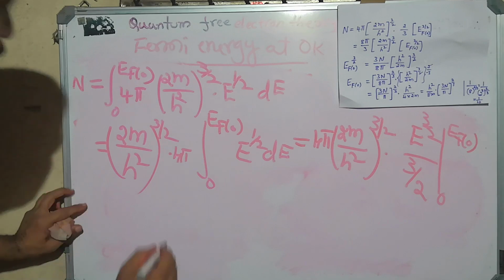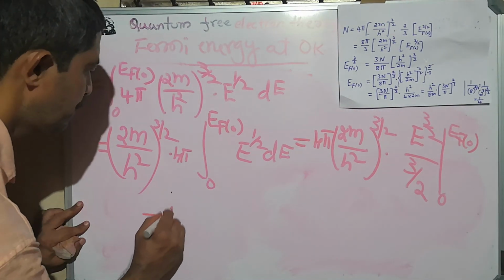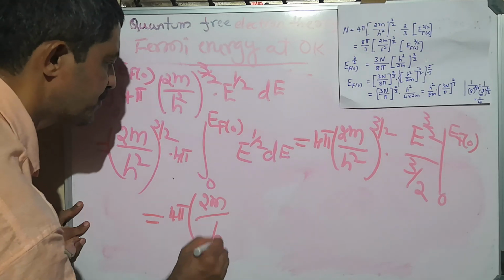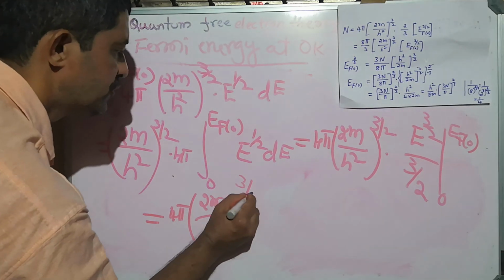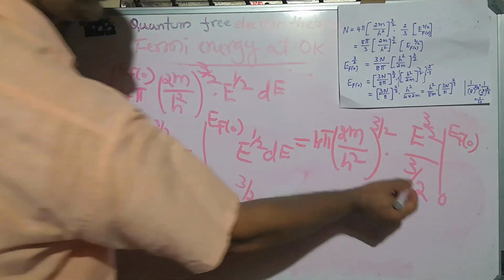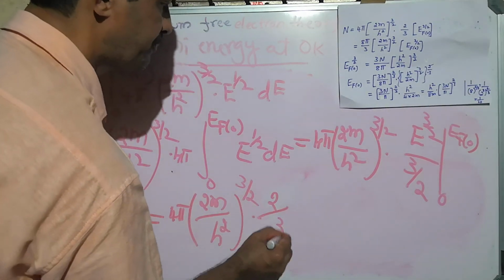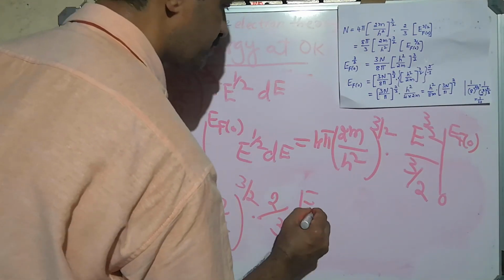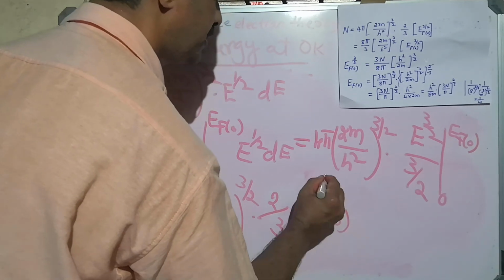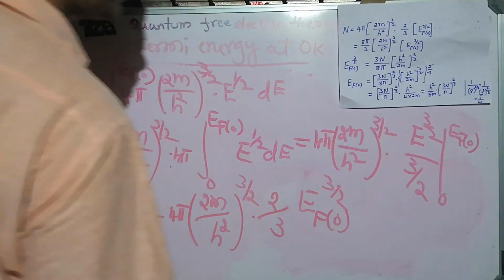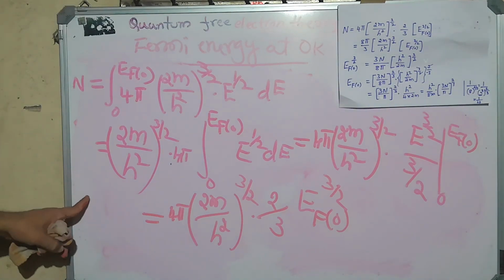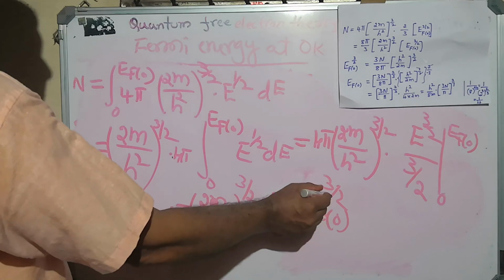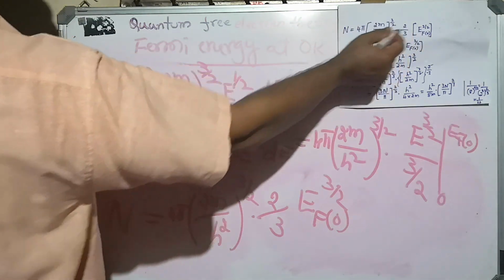So that means this is equal to 4π into (2m/h²)^(3/2). So it becomes 2/3. The upper limit is E_F0, so E is replaced by E_F0 to the power 3/2. The lower limit is 0. So you are getting the total number of electrons N equal to this much. That is what I have written here.